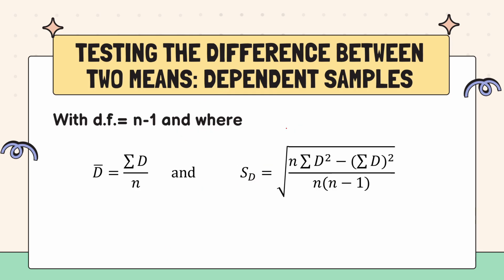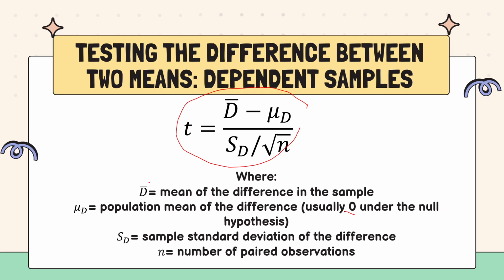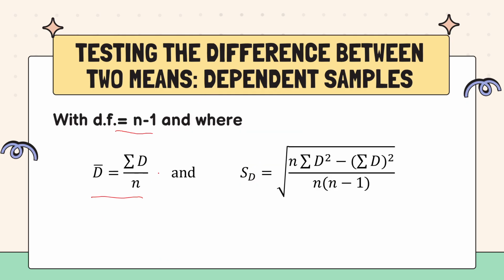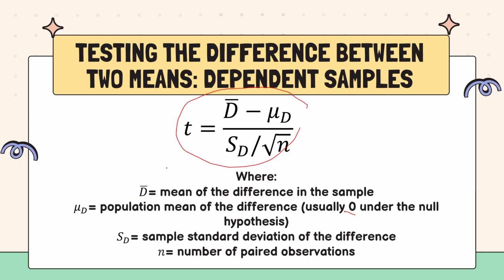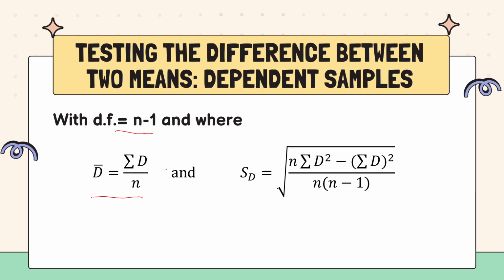With df equal to n minus 1, and where d-bar, the mean of the differences in the sample, is equal to the summation of d over n, and s_d is equal to the square root of n times the summation of d squared minus the quantity of the summation of d, squared, over n times n minus 1. So that's how to find the formula for t for dependent samples.